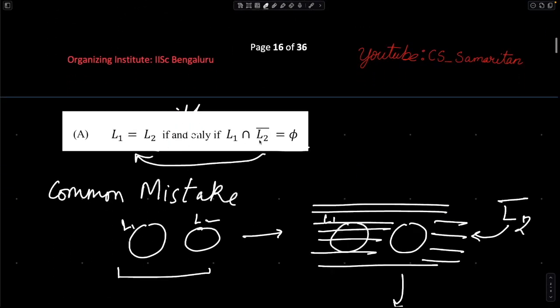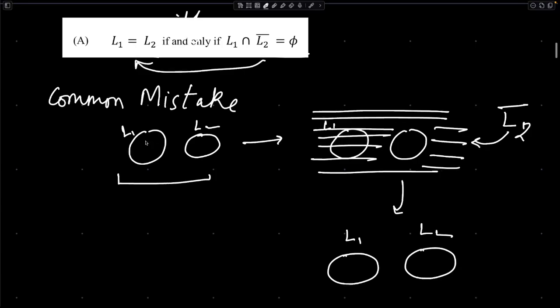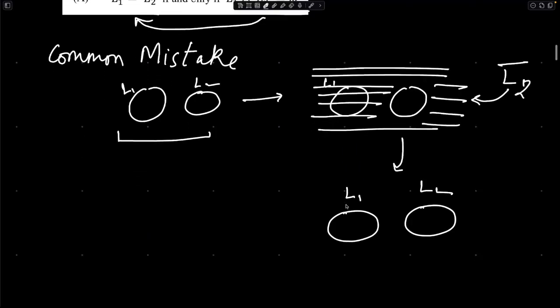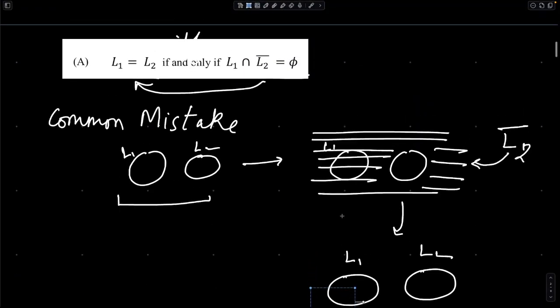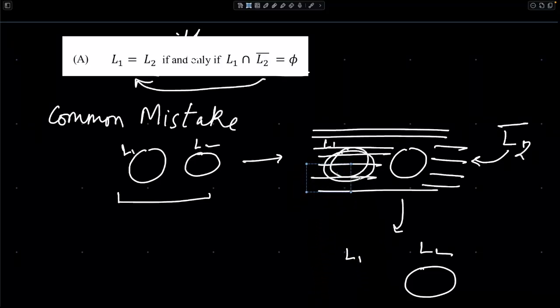So this is the first option, which states that L1 equals L2 if and only if L1 intersection L2 complement is equal to phi, right? A common mistake that students commit here is that they imagine in their heads that L1 and L2 are of the same size. As long as any part of L1 is outside of L2, we cannot have this equality condition present here. So at first glance that part is correct.